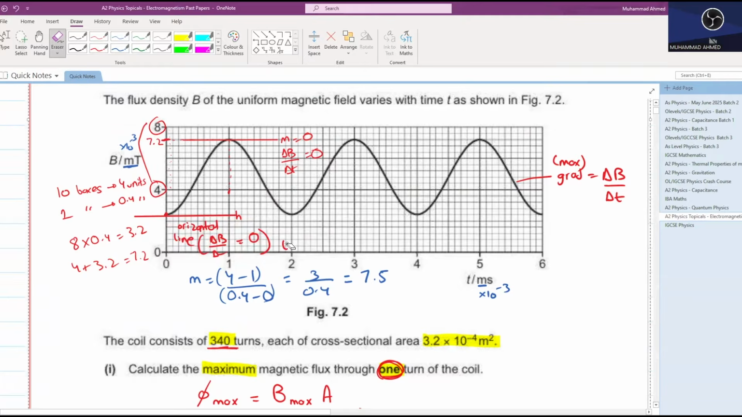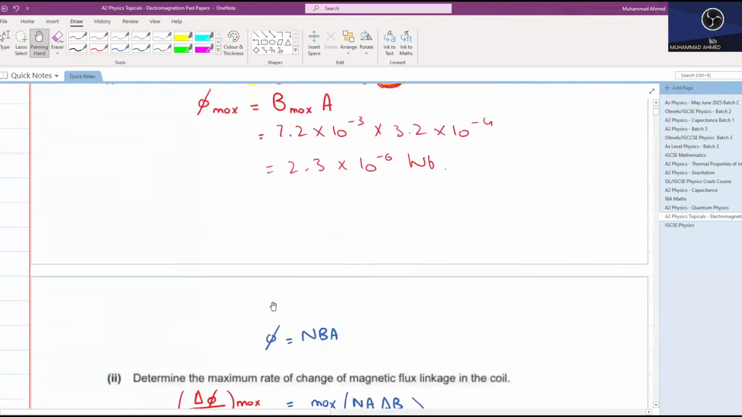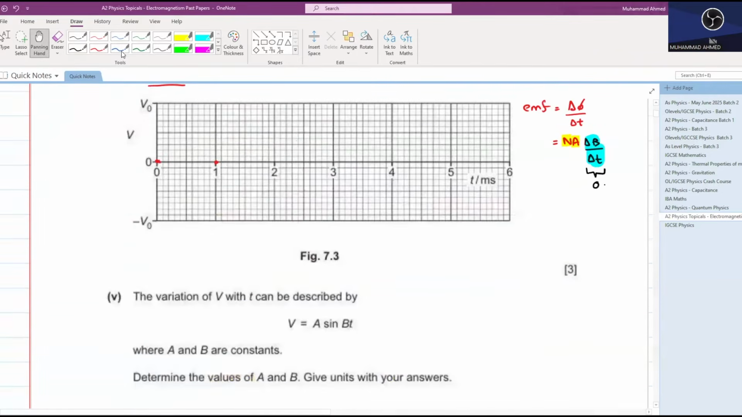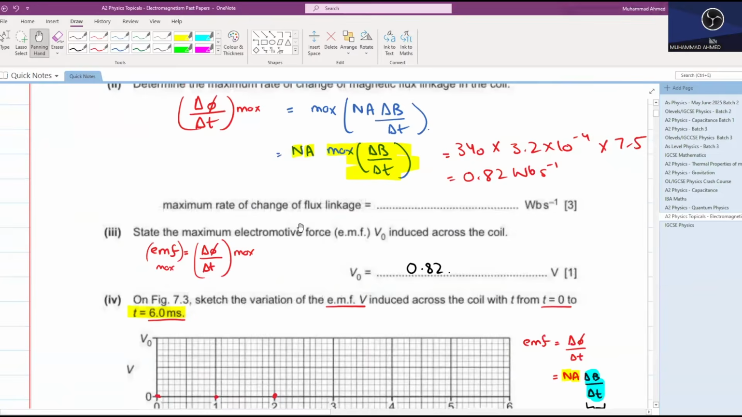Okay, some things haven't copied. So let's write it here, horizontal line. Now let's draw a tangent again at time t equals 2. Again, you will notice that this is a horizontal line. Horizontal lines have a gradient of 0. Change in B over change in t will become 0. So at time t equals 2 as well, your induced EMF is 0.